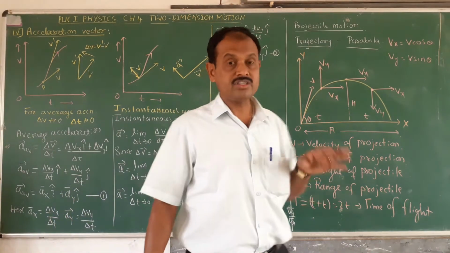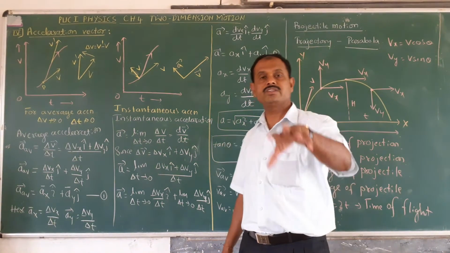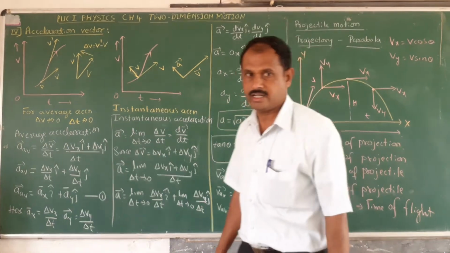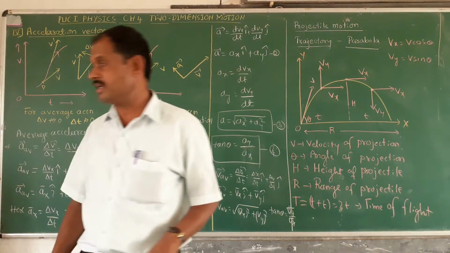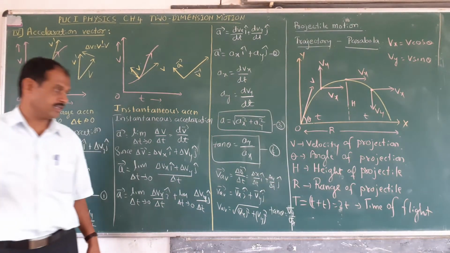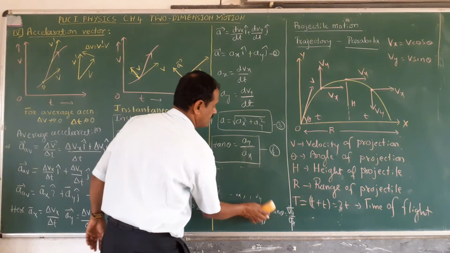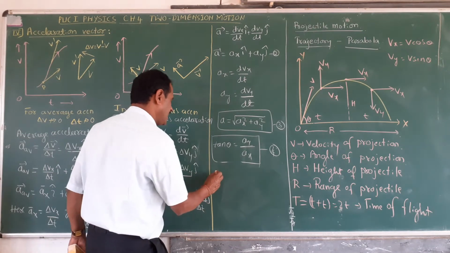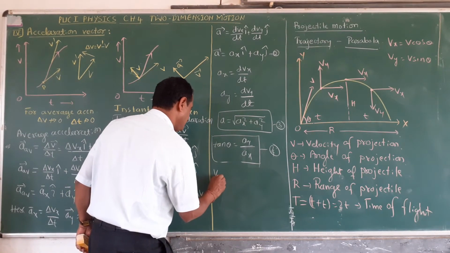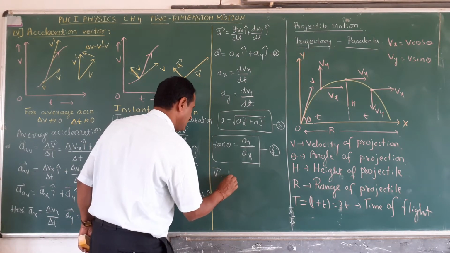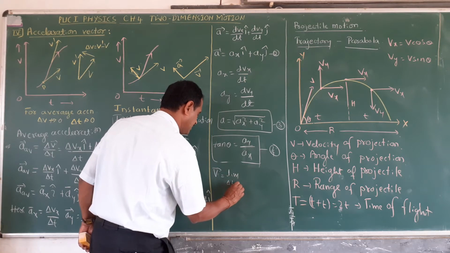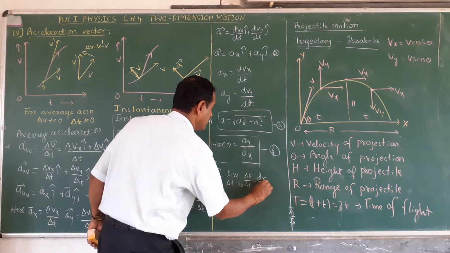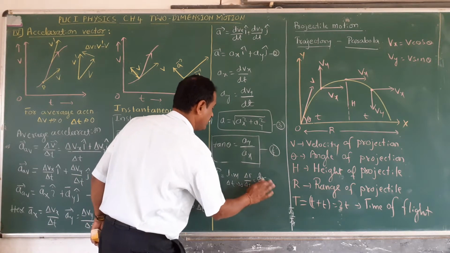Then instantaneous velocity. When you take the instantaneous velocity, it is the limiting value of average velocity. Once you have the velocity vector, which is an instantaneous value, you take the limiting value: v is equal to the limit as delta t tends to 0 of delta r divided by delta t. It becomes dr by dt.